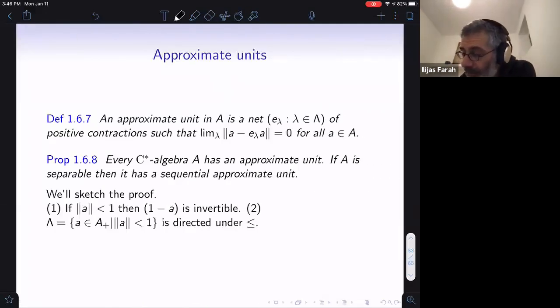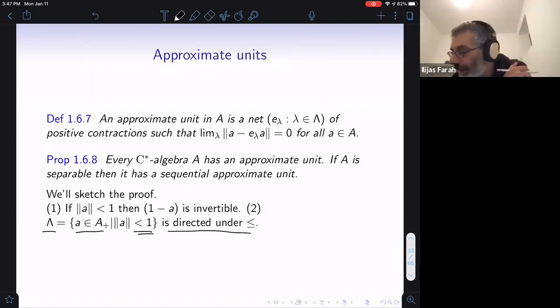And here is a definition. Lambda is the set of all positive operators whose norm is strictly less than one. And I claim that this set is directed under the order. Now, if you think it's obvious, think again. You see, this ordering on self-adjoints is notoriously messy. They don't form a lattice. So even in 2x2 matrices, you can find two positive matrices so that there is no maximum. Of course, there you can just add them up and get something bigger, but this is a very ill-behaved ordering.